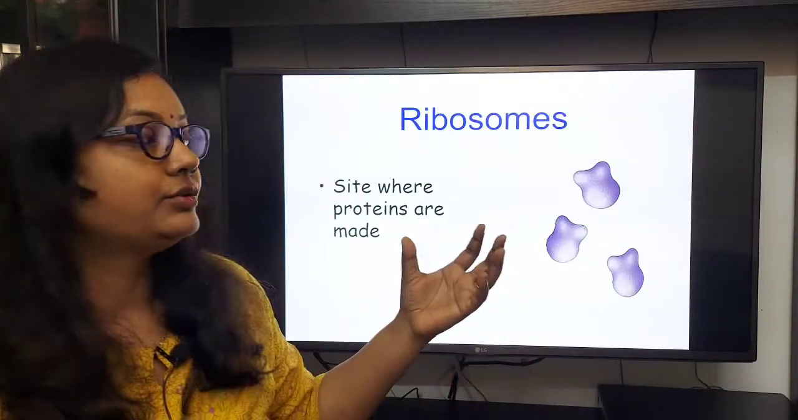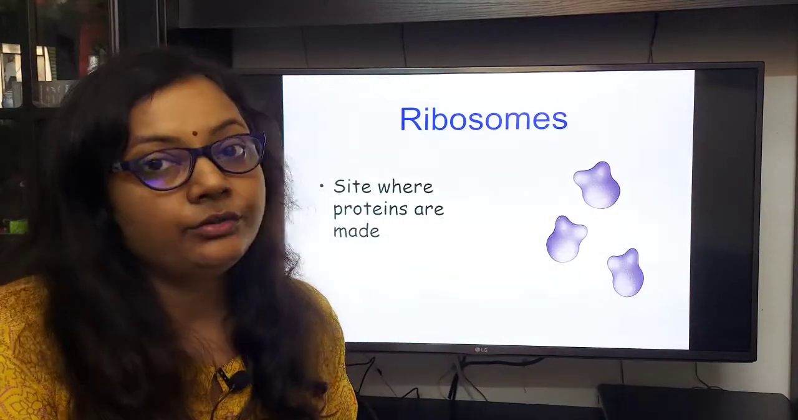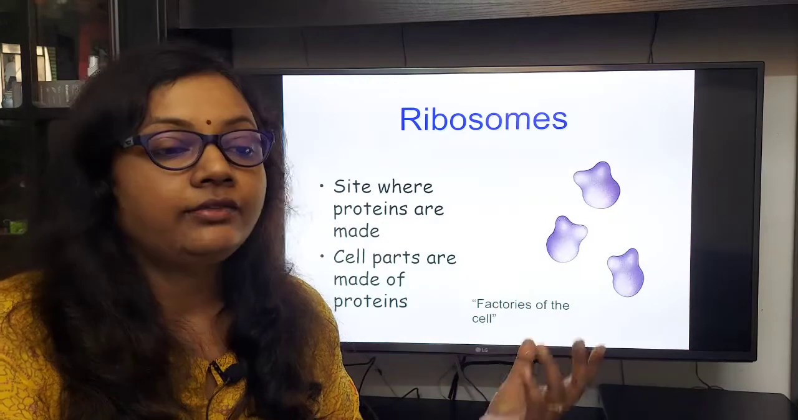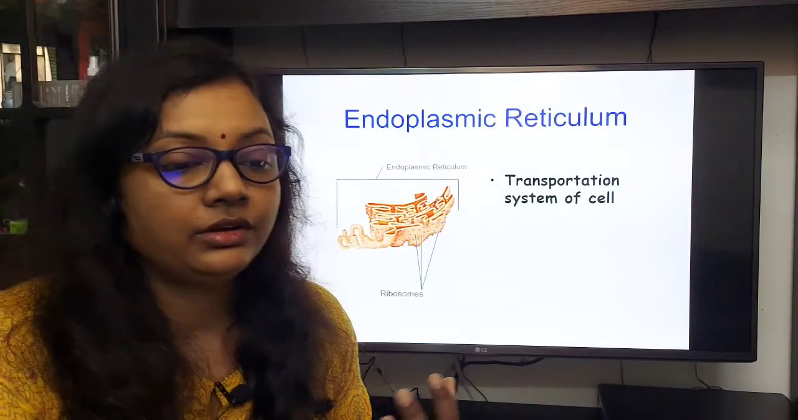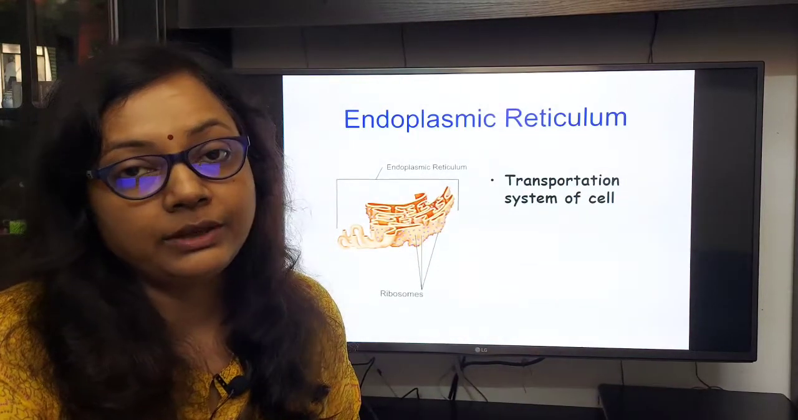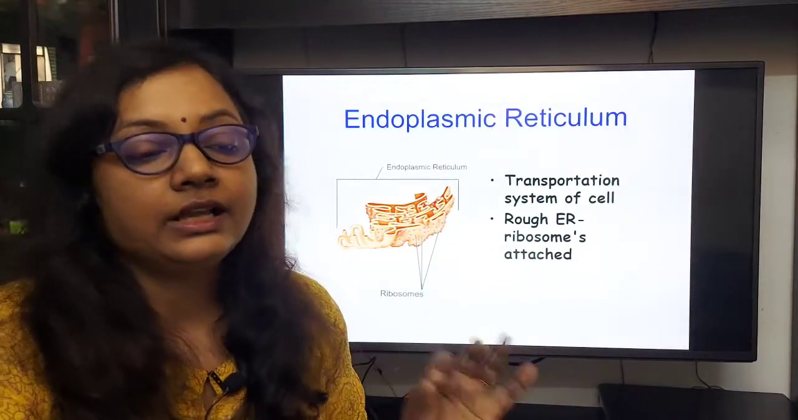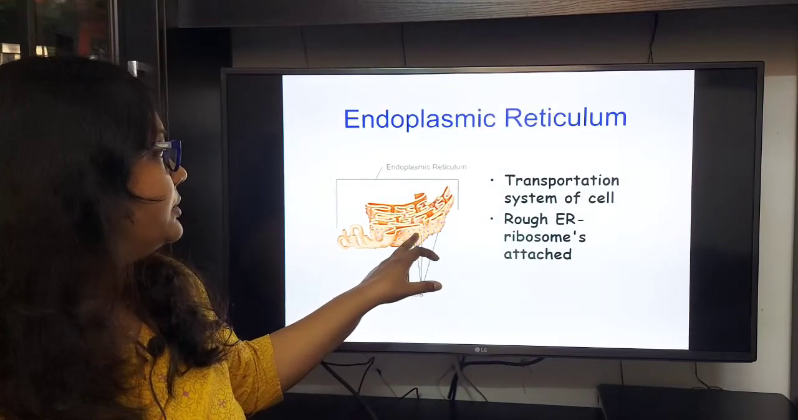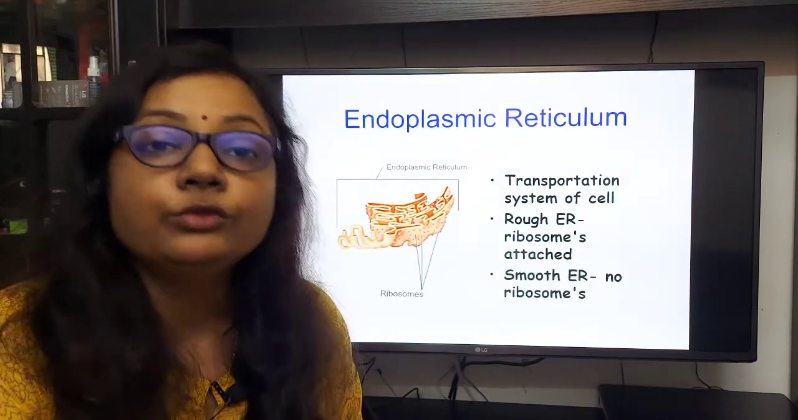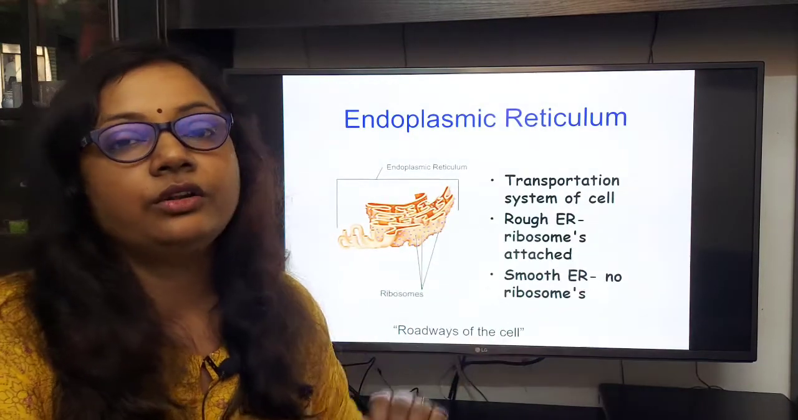Now, next are ribosomes. Ribosomes are the site where proteins are made. Cell parts are made of proteins, as you all know. These are also called factories of the cell. After ribosomes comes endoplasmic reticulum. These are the transportation system of the cells, and there are two types of endoplasmic reticulum. First is rough endoplasmic reticulum, where ribosomes are attached. These tiny structures are called ribosomes. So, this is a rough endoplasmic reticulum. Next type is called smooth endoplasmic reticulum, where no ribosomes are attached. These are called the roadways of the cell.